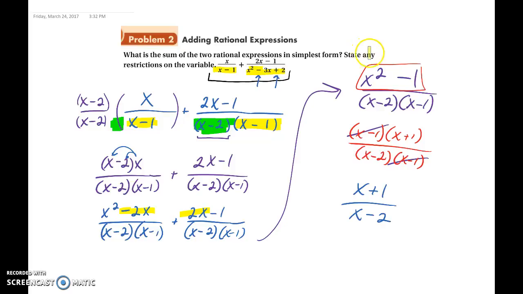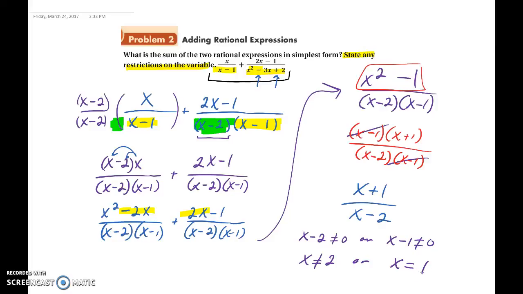And now the last thing that we have to do is state any restrictions on the variable. Well, the restrictions are that x minus 2 cannot equal 0, or x minus 1 cannot equal 0. So x cannot equal 2, or x cannot equal 1.